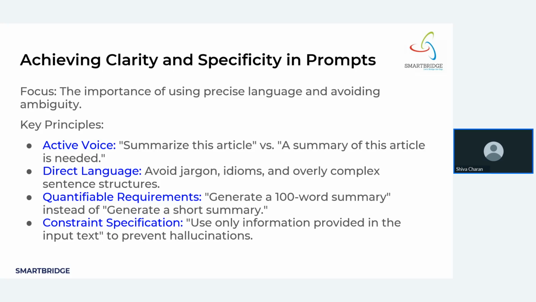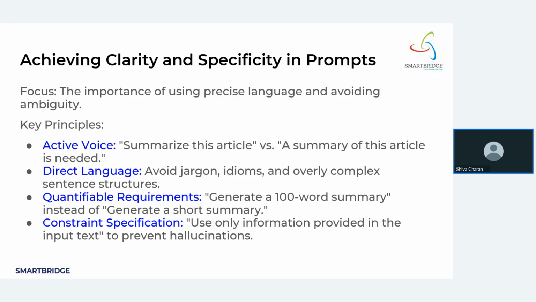Direct language is nothing but avoiding jargon, idioms, and overly complex sentence structures. So you can directly ask the LLM in a normal conversational way. And whatever prompt I have given in the Copilot also, the query was very simple, correct? So direct language, quantifiable requirements. Quantifiable requirements means generate a 100-word summary instead of generate a short summary. You need to mention your requirements exactly. It's not like generate a short story or tell about a person.